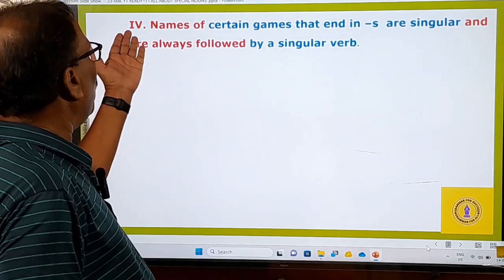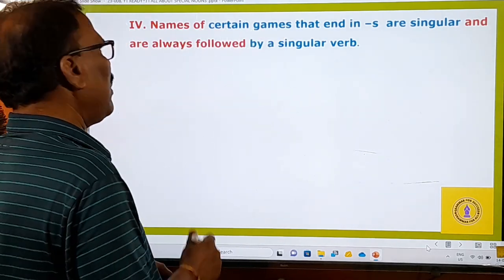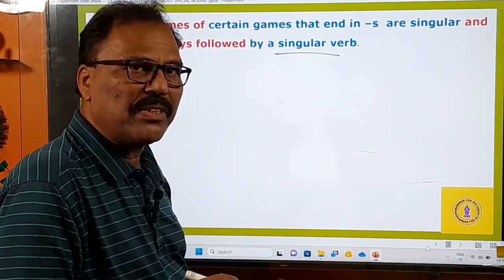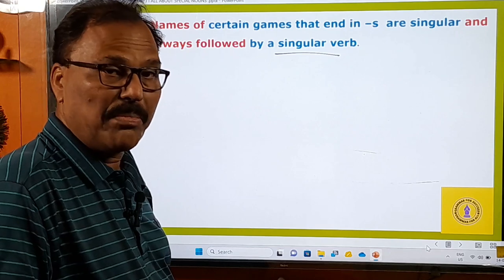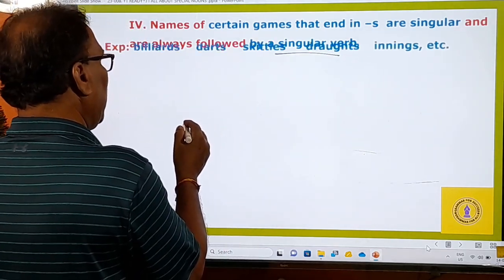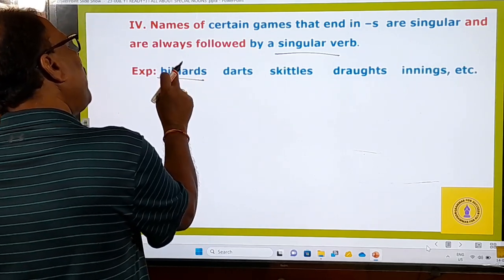Now look at this fourth rule. Names of certain games that end in -es are singular and always followed by a singular verb. So it's all a kind of confusion for the students, there will be a lot of confusion. What are the names of games that end in -es? Billiards. The name of the game itself is billiards.